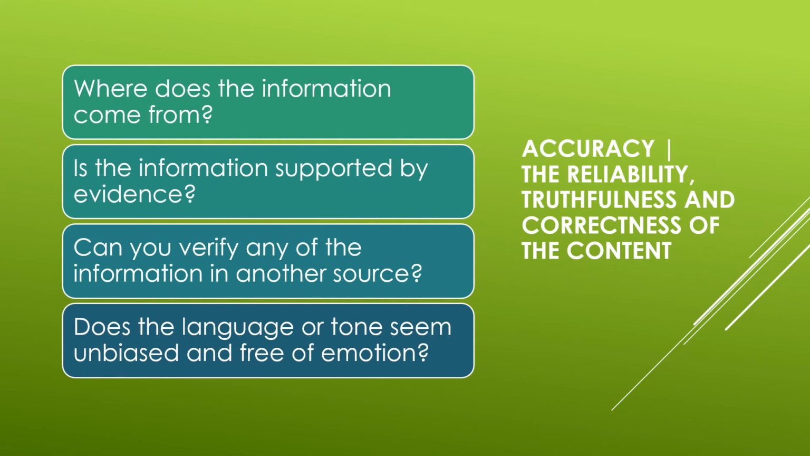The first A is accuracy, or the reliability, truthfulness, and correctness of the content. The questions you should ask are: where does the information come from? Is the information supported by evidence? Can you verify any of the information in another source? And does the language or tone seem unbiased and free of emotion?